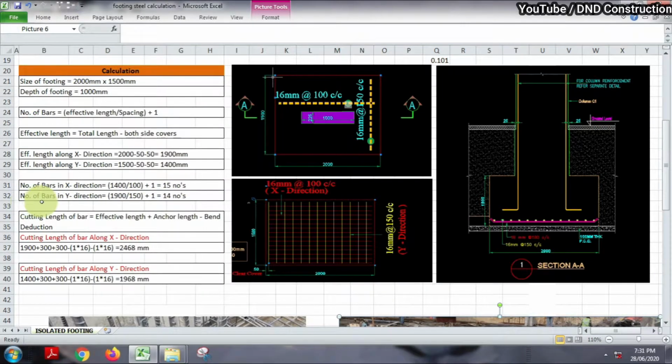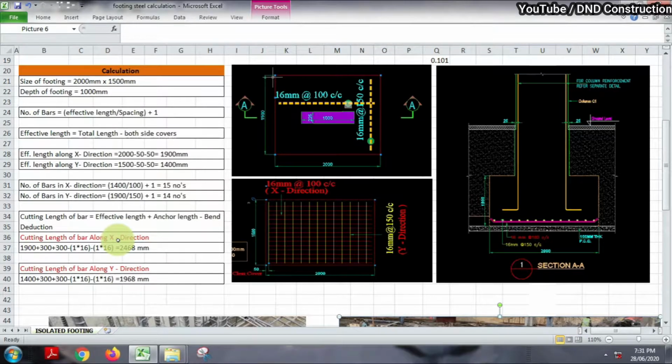And for the number of bars in the Y direction, we take 1900. This Y direction steel we will place along the X direction, so the X direction distance is 1900 divided by the spacing of the Y direction, which is 16 mm at 150 center to center, plus 1. After calculation we will get 14 numbers. These are the numbers of bars in the X and Y direction.